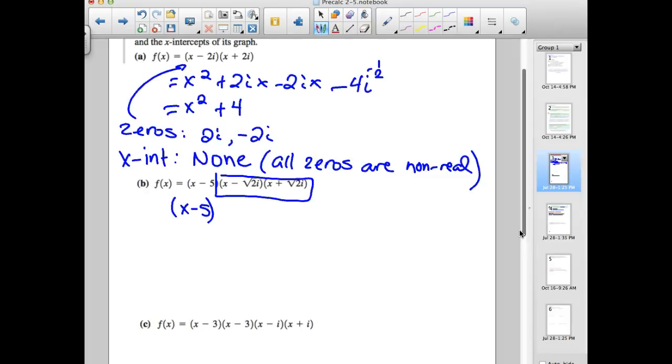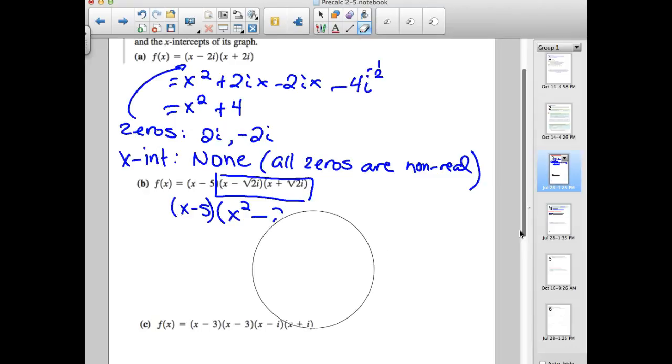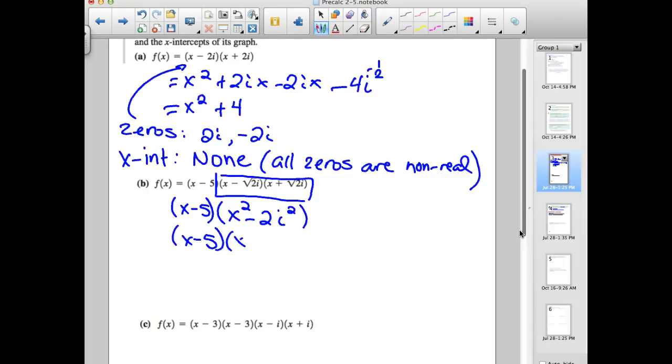All right, you've got x minus root 2i times x plus root 2i. The insides and outsides will drop out. So x times x would be x squared. And our last term, we have a negative times a positive, so negative. We have root 2 times root 2, which is 2. And then we have i times i, which is i squared. And again, we can simplify that i squared to be a negative 1, which makes this a positive 2. I'm just going to rewrite that since it didn't come out very good. All right, so we've got x minus 5 times x squared plus 2. And now we need to FOIL that out.